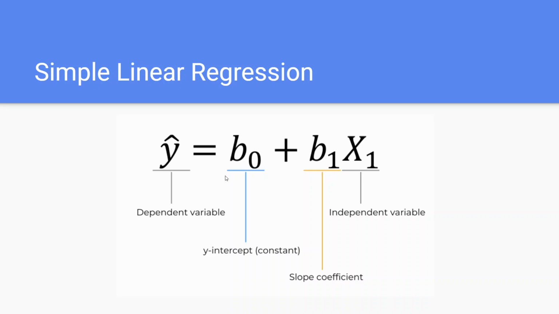So, this is the equation that we are using for simple linear regression. Here y hat is the dependent variable, this x1 is the independent variable, this b naught is the intercept of the line that we draw for this equation, and here b1 is the slope of that line. So let's take a real example and understand this simple linear regression in a more practical manner.